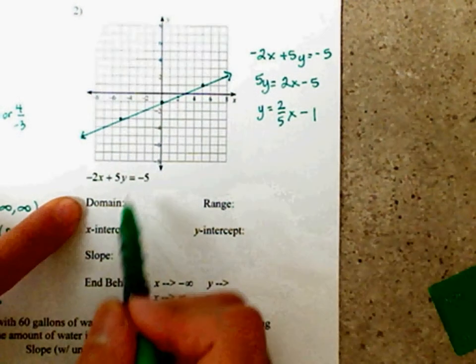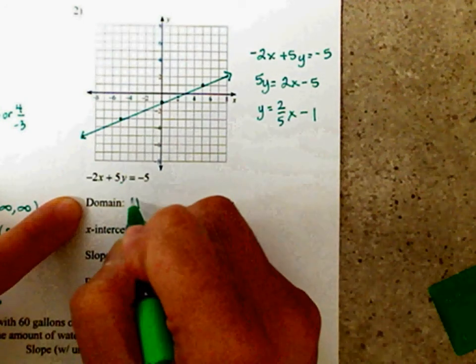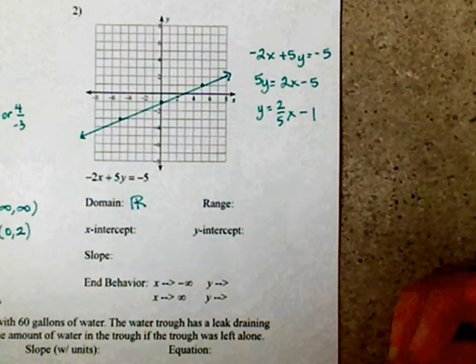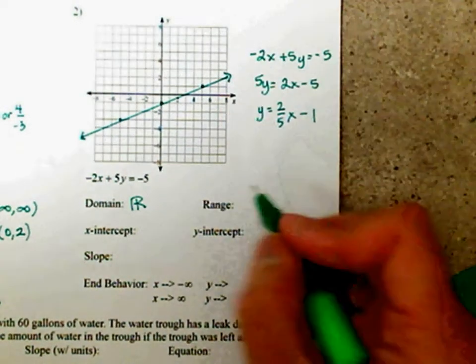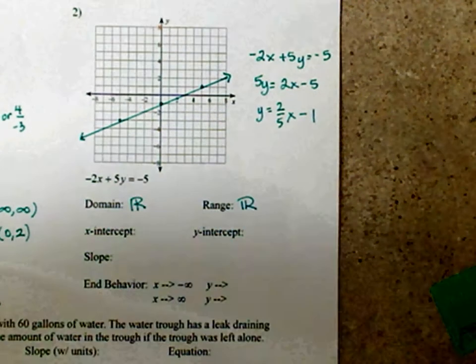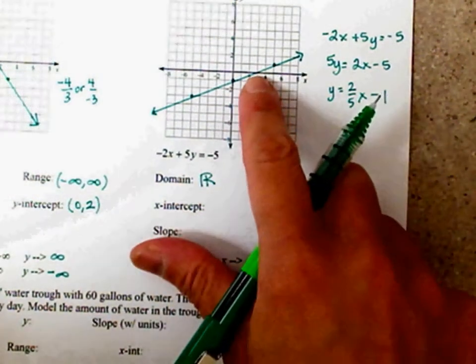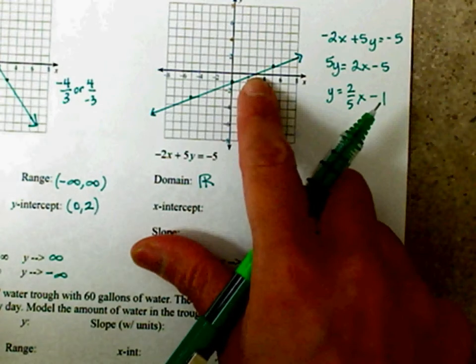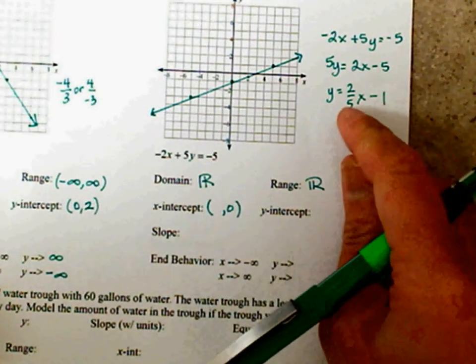Your domain. So instead of writing negative infinity to positive infinity, you can also write all real numbers. That means the same thing. Your range, low to high. And I'm going to write all real numbers. Okay? Your x-intercept. This looks like it's crossing at 3, but I'm not sure, so you need to make sure you go and check. Plug into the equation right here, okay?